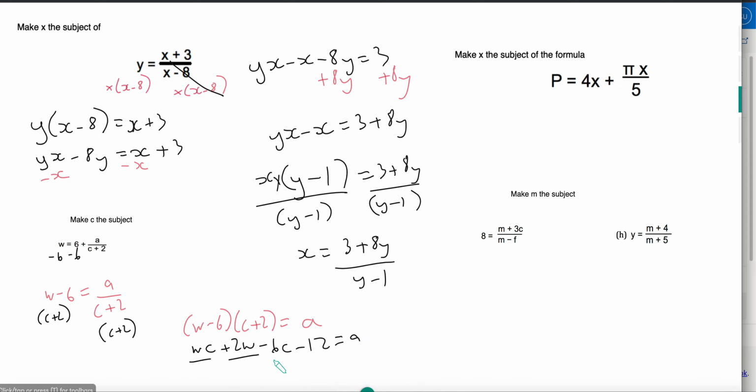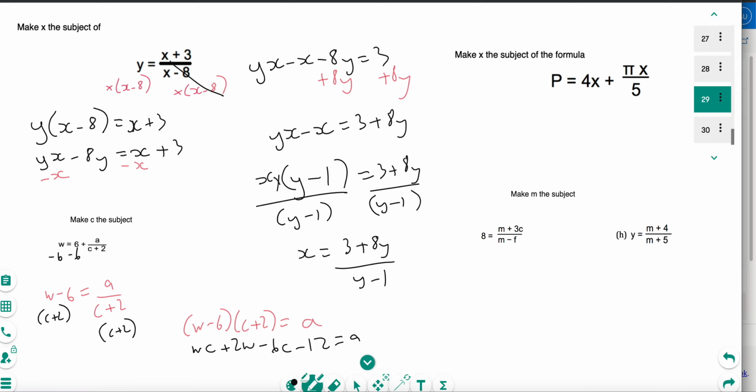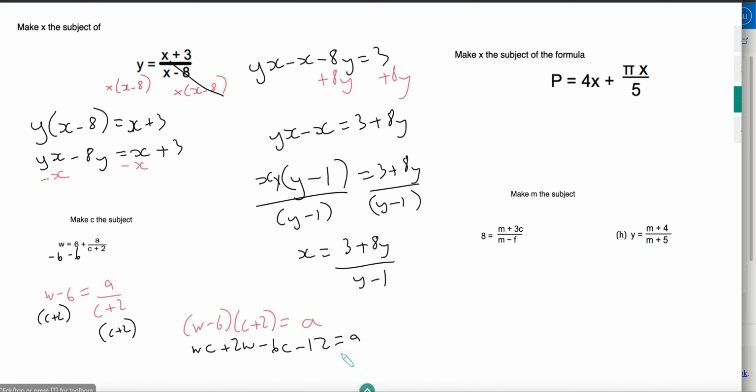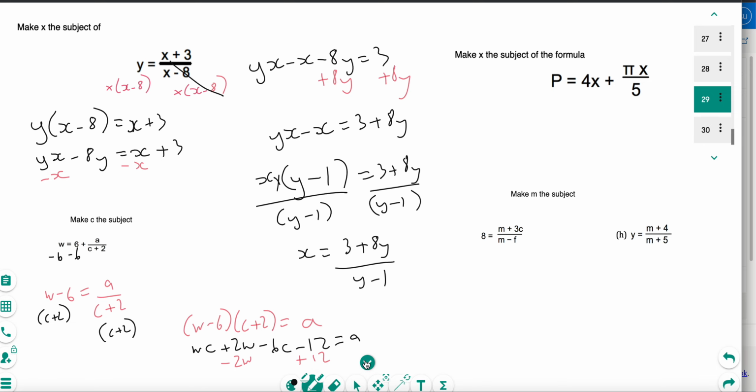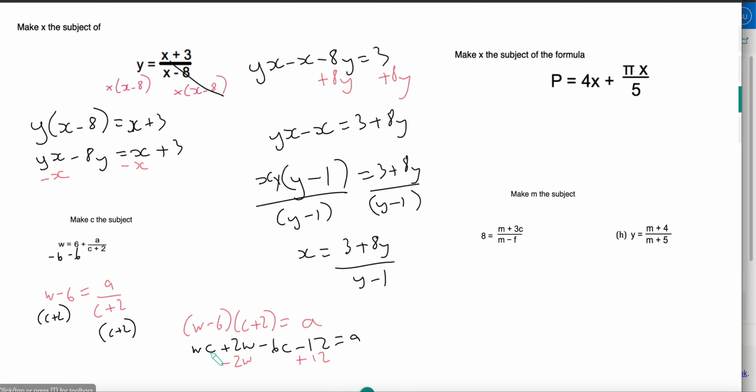Any like terms to combine? Nope. Next, our goal is to make c the subject. Let's put all the c's on the left-hand side and move everything else to the right-hand side. So we'll leave this as it is. No c's here, so I'm going to take it away. And I'm going to get rid of that minus 12 by plusing 12. So what we're left with on the left-hand side is wc minus 6c equals a minus 2w plus 12.